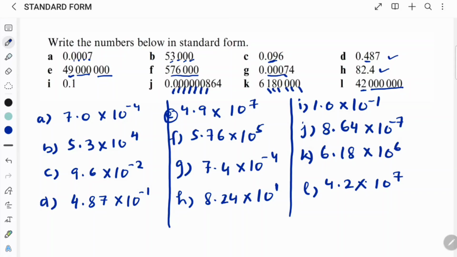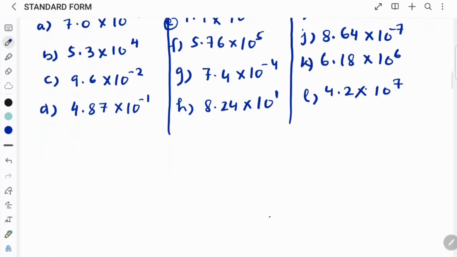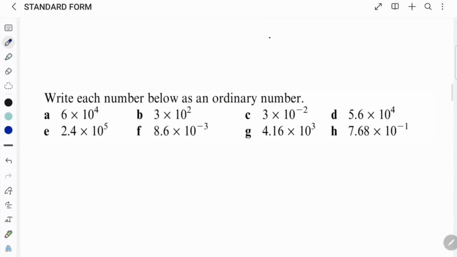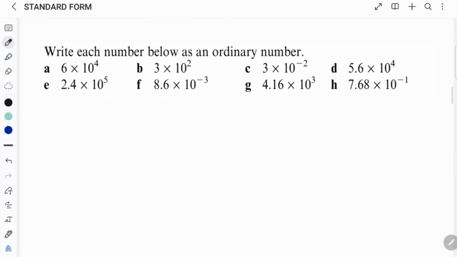So redo the question and try to understand. If you do it again, then you can understand more and do the practice. The next thing is we'll do one addition. First of all, we'll have to do the ordinary form as well. Okay, the same thing, just the reverse of the previous questions. So this is 6 into 10 to the power 4, positive power, no 0 point answer.